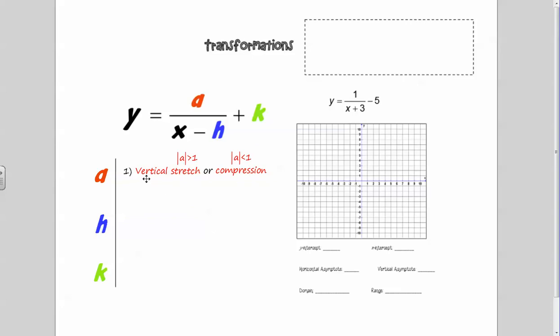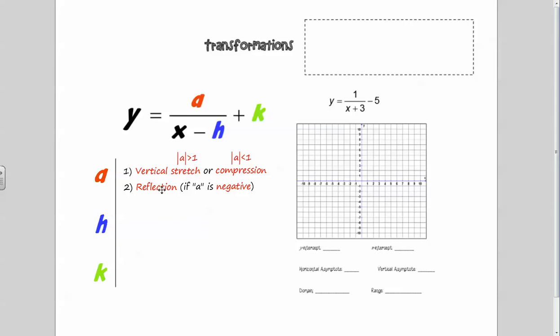Our a value is going to do a couple things for us. First, it impacts our vertical stretch or compression. We'll have a stretch when the absolute value of a is greater than 1, and a compression when the absolute value of a is less than 1. The reason for the absolute value bars is that if a were negative 2, that would still be a stretch. The negative sign would cause a reflection. So we have a reflection if a is negative. So a negative 2 value of a would give us a vertical stretch by a factor of 2 and a reflection.